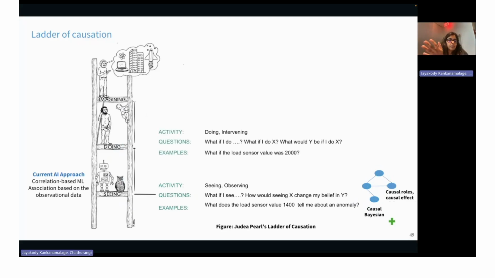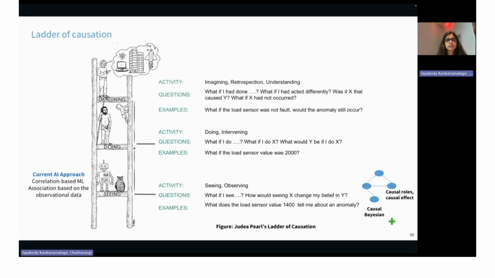Moving up the ladder of causation is doing, where we are intervening in the system. So now we are going into the system and changing a parameter. Let's say we go into our robot assembly pipeline and change something on it, and we want to see what would happen. So what if the load sensor was now set to 2000 instead of 1400? What would have happened in this case?